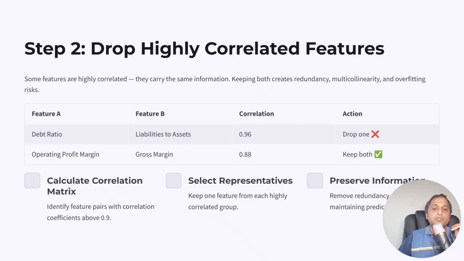So we follow a simple process here. Calculate the correlation matrix and look for feature pairs with correlation greater than 0.9. Then we select a representative from each group, the one with the better domain relevance or predictive power. That way we preserve information while reducing redundancy. So this step helps simplify the model and reduce the noise, just like cleaning up duplicates in a spreadsheet before you do analysis.